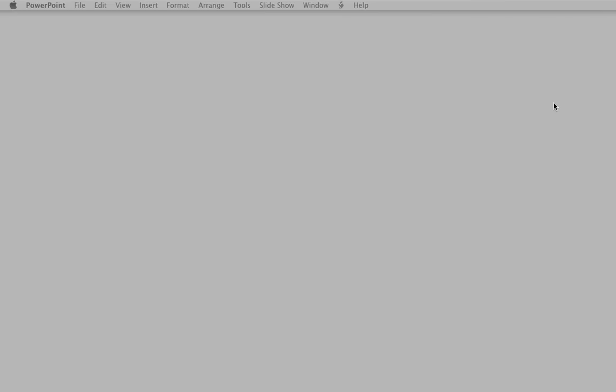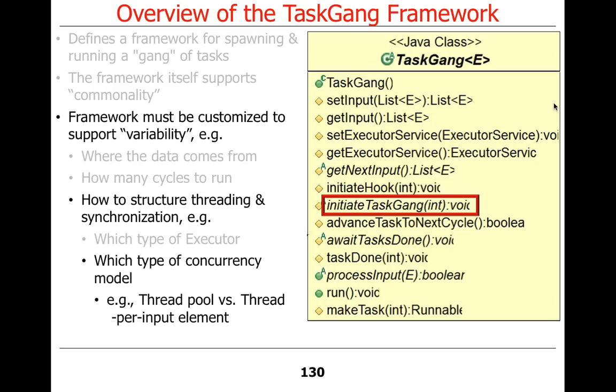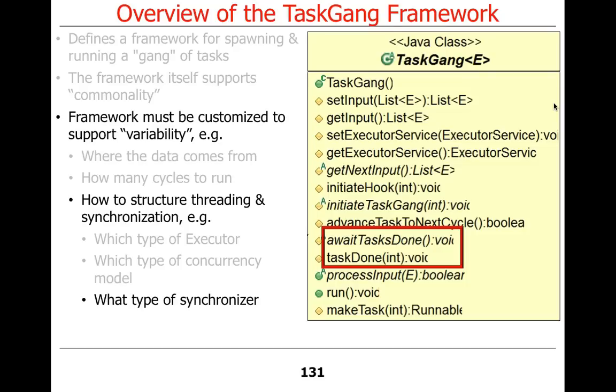And you can use that to go ahead and spawn a thread every time you call execute. So you don't have to have a pool if you don't want to. And then the final thing is what kind of synchronizer, which could be any of the things we looked at before in the previous lessons.